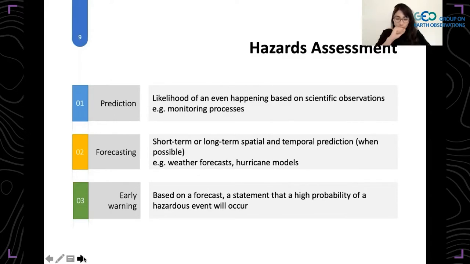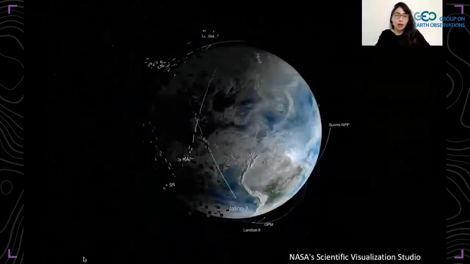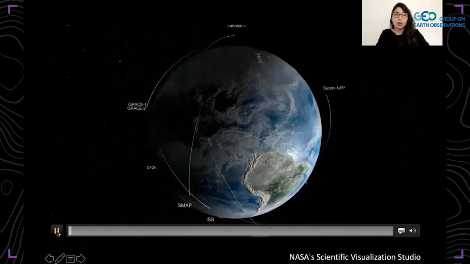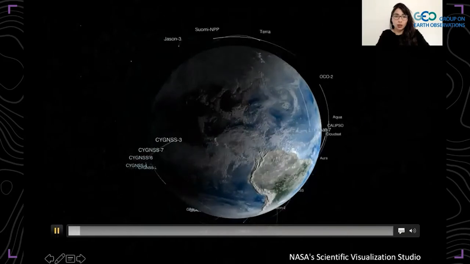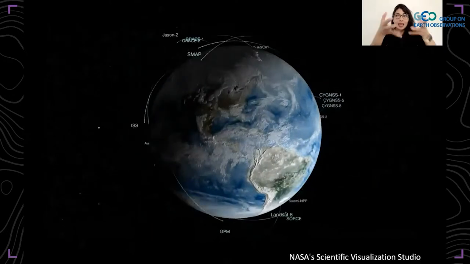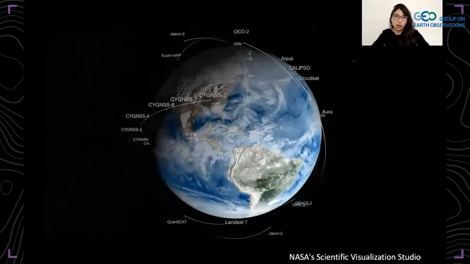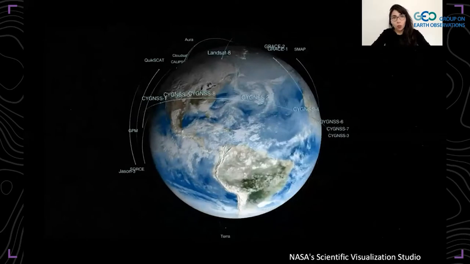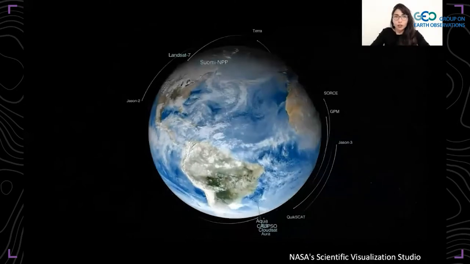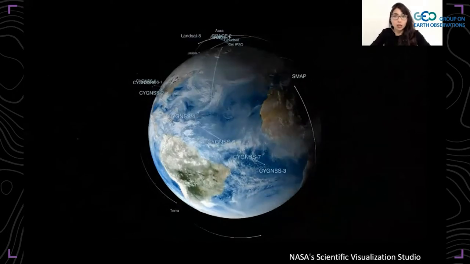So let's talk about remote sensors for a little bit. Remote sensors collect data by detecting energy that is reflected from the Earth. These sensors can be mounted on satellites or mounted on aircraft. Satellites often offer accurate, frequent, and almost instantaneous collection of data over large areas anywhere in the world.